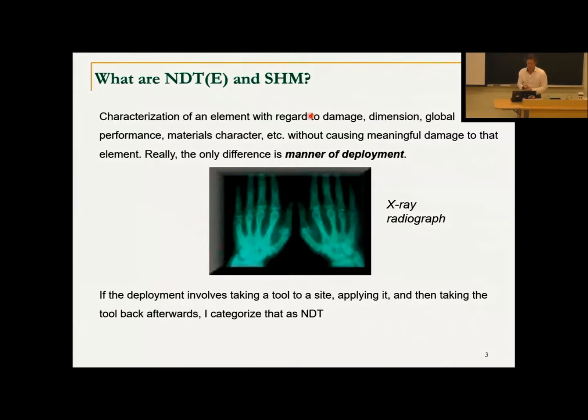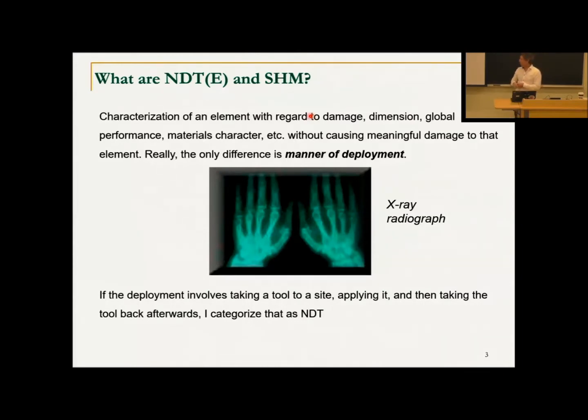The first question I would pose is, what exactly is NDT, or NDE, or SHM? Well, my definition is that all of these really mean one thing, and that is that we somehow characterize a material or characterize a structure, whether it's with regard to state of damage or behavior or size or something. And we do this by taking measurements that do not meaningfully damage whatever we are testing.